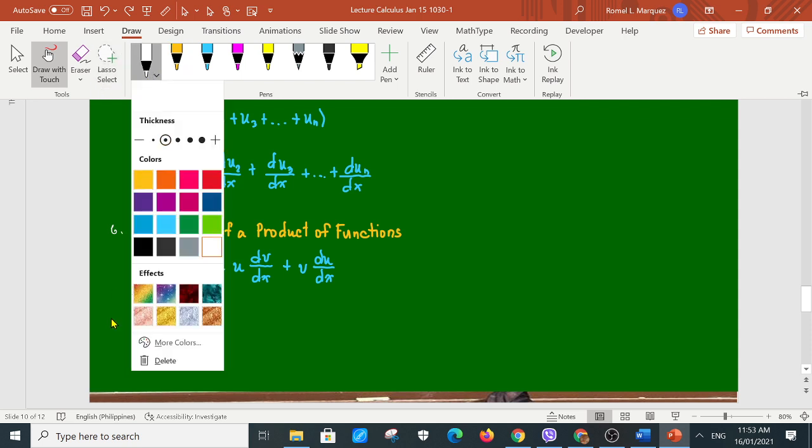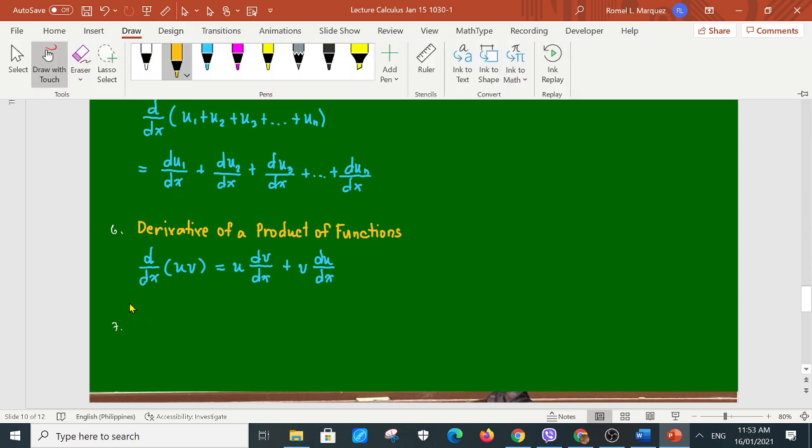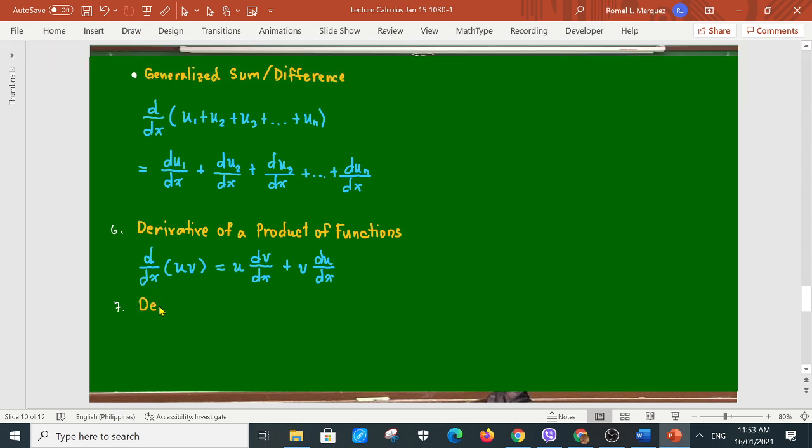Number 7, the derivative of a quotient. The derivative of a quotient of functions.